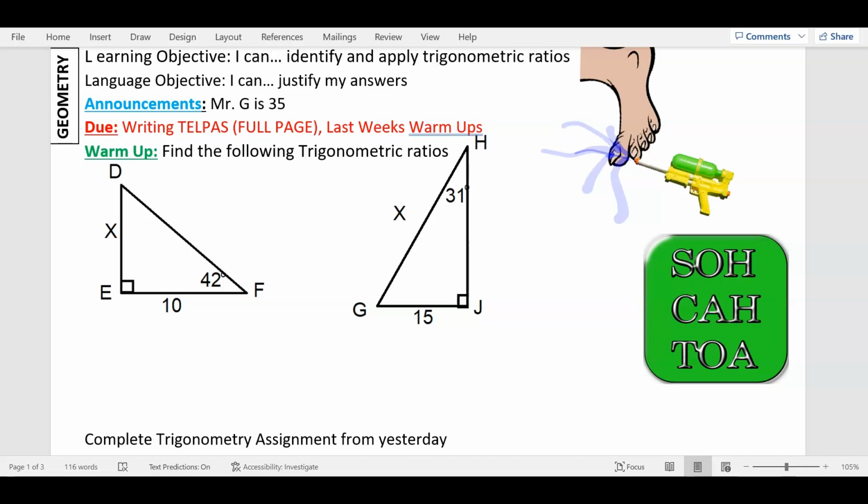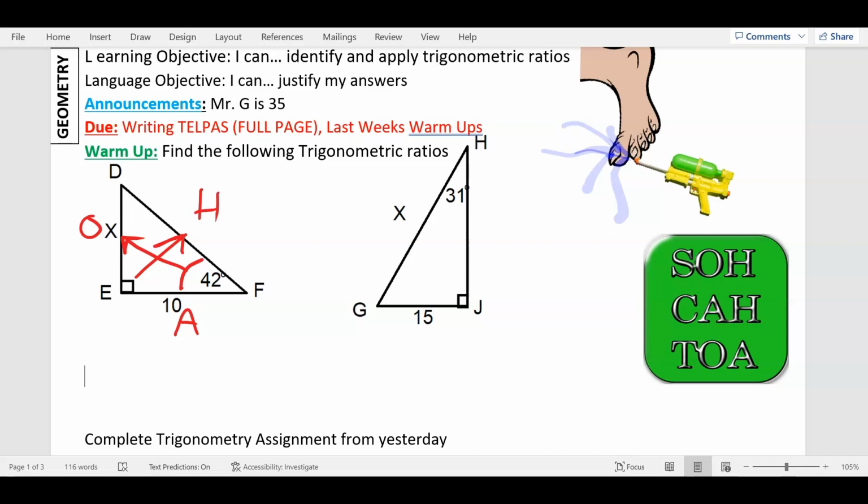So starting at 42, what's my O? Okay, X is opposite, so I'll put an O there. Where's my H always going to be? H is hypotenuse. It's across from the right angle, 90 degrees. So my leftover side next to the angle is adjacent, okay? Is everyone good, or Gucci, as you kids say, about getting OHA?